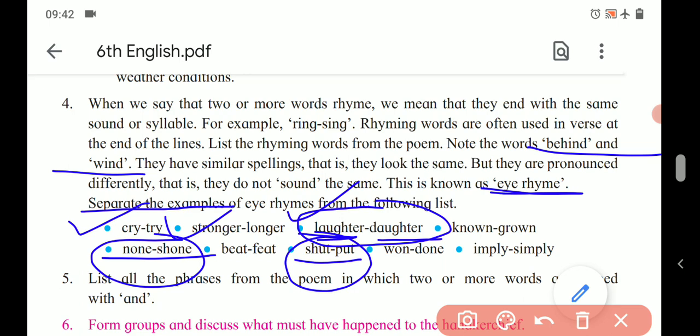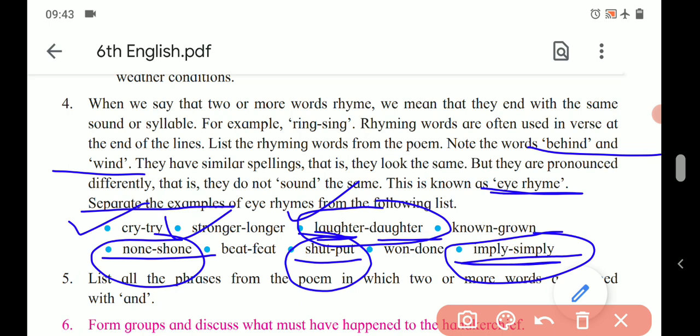Next, one, done. Pair of rhyming words. Imply, simply. Imply, simply. Sorry, pair of eye rhyme. So in short, the words which have the same spellings in the end, but while pronouncing, the pronunciations are not the same, such a pair of words are said to be eye rhyme. They only look like rhyming words, but according to pronunciation they are not.